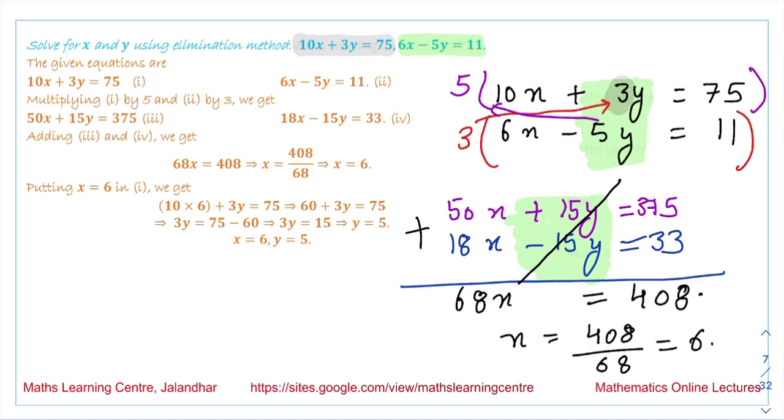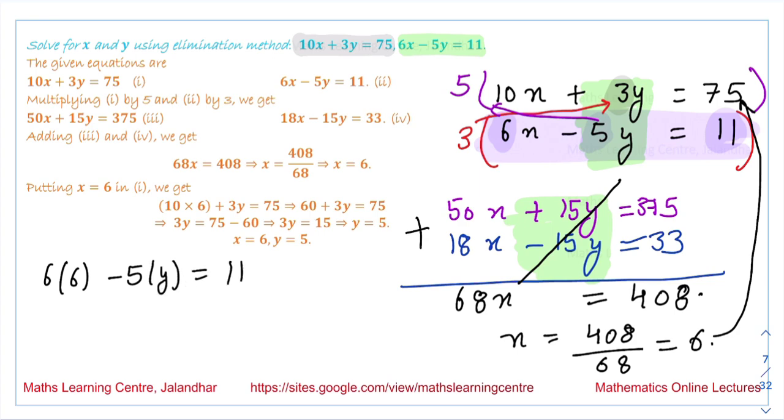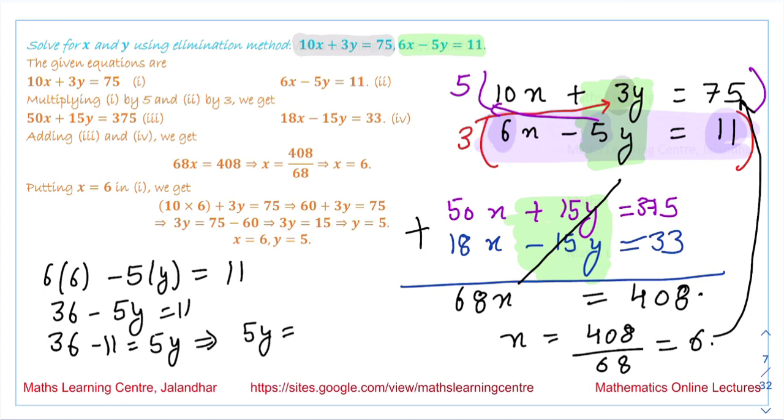Now the next thing we have to do is put this value in any of these equations. Suppose we are substituting this value of x in the second equation. The coefficients are smaller over here, 6, 5 and 11. You can substitute in any of these two equations. So what we get is 6 into 6 minus 5 into y is equal to 11. So it is 36 minus 5y is equal to 11. So 36 minus 11 is equal to 5y. So 5y is equal to 25. So the value of y we get is 5.